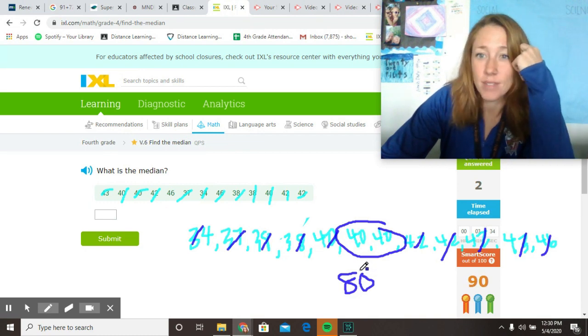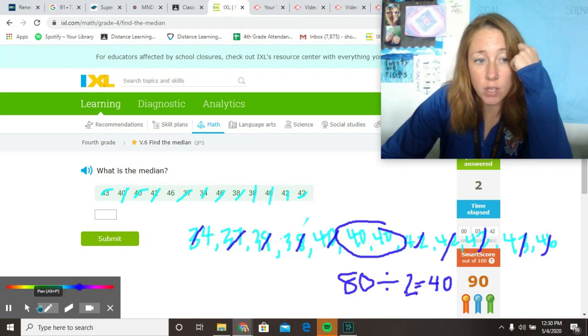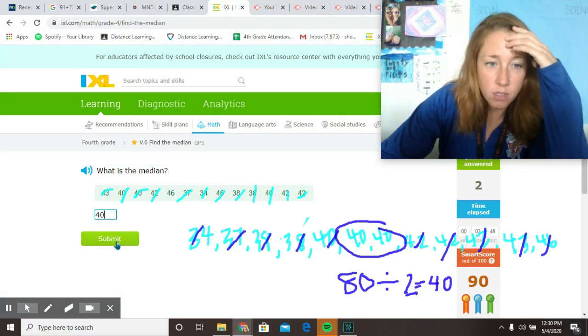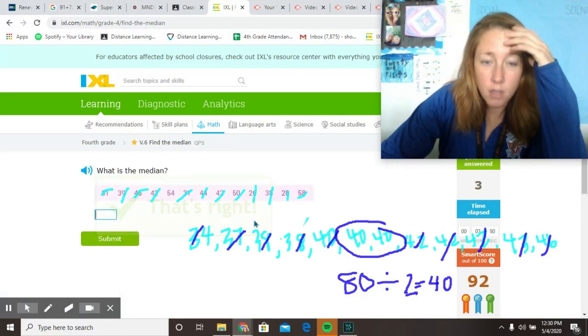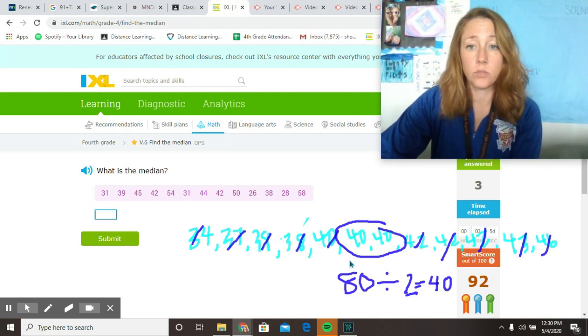Thank you. Yeah, 80 divided by 2, which is just 40. So my answer is going to be 40. We'll see if I got it right or if I missed a number in here. I was right. So remember, if you have 2 numbers in the middle, you add them together and divide by 2.